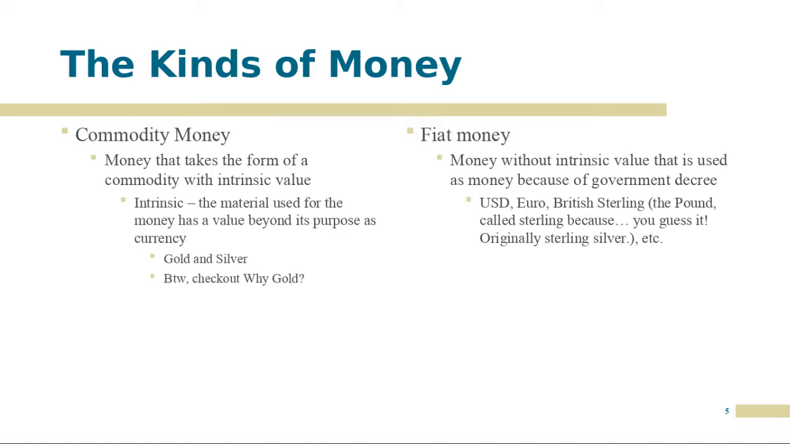To contrast this, though, we have fiat money. And fiat money is money without intrinsic value that is used as money simply because the government decrees it. The US dollar is fiat money. It only has value because the United States says, hey, this paper is money. The euro is another example. That's what's used by most of the countries. The British sterling, which is the pound, called the sterling because, you guessed it, originally it was sterling silver, etc. So all the world's currencies are mostly fiat money. They only have value because the government has decreed.